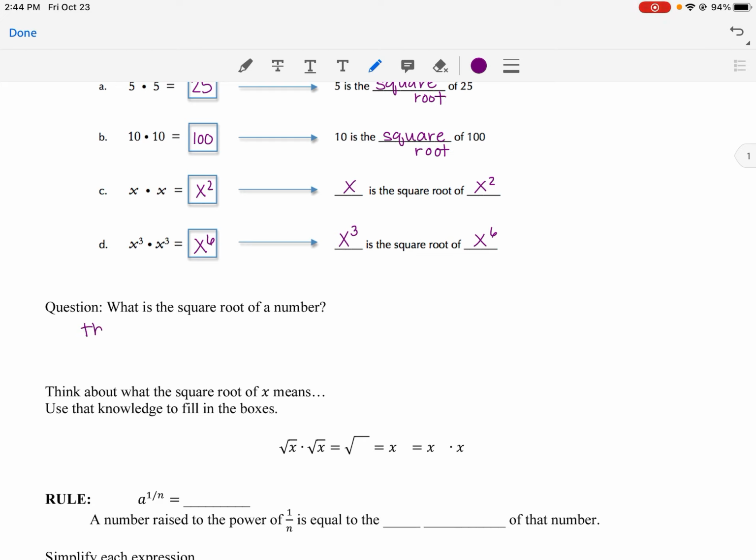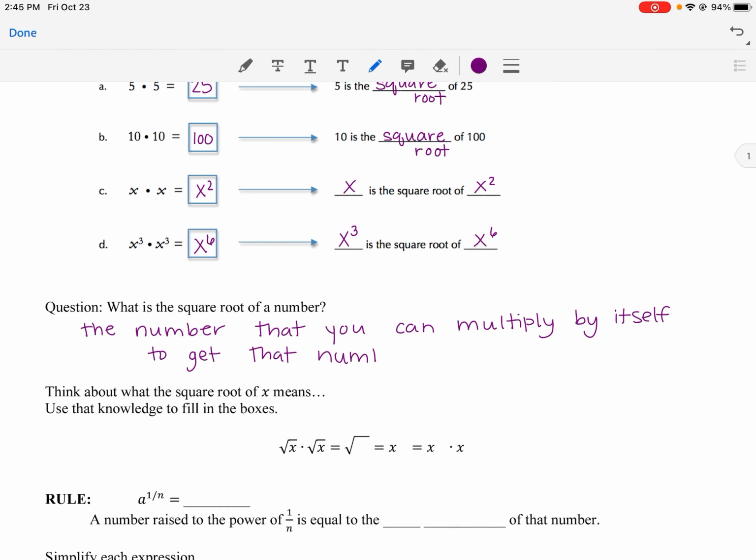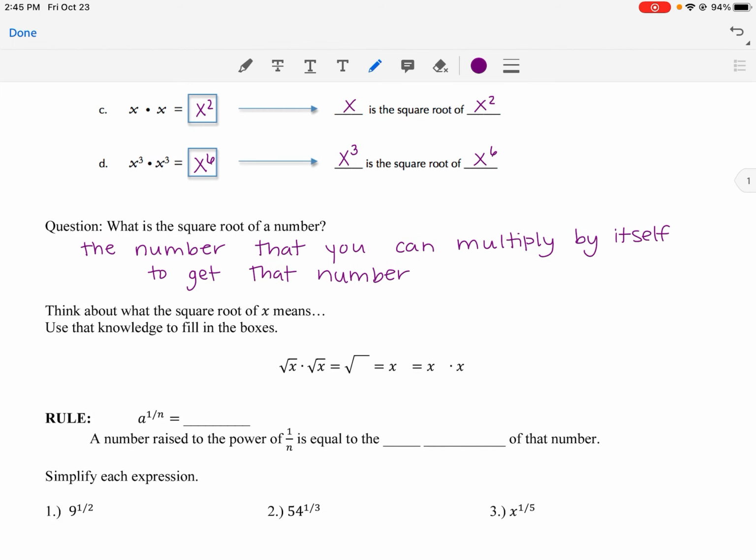It is the number that you can multiply by itself to get that number, right? Okay, so we're looking for that number that you multiply by itself to come up with that.